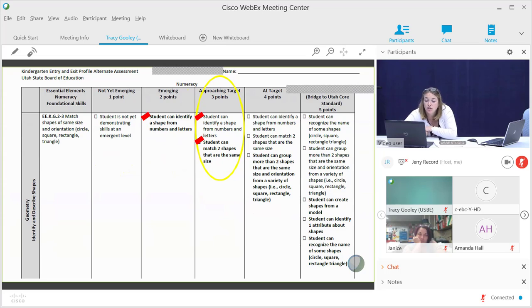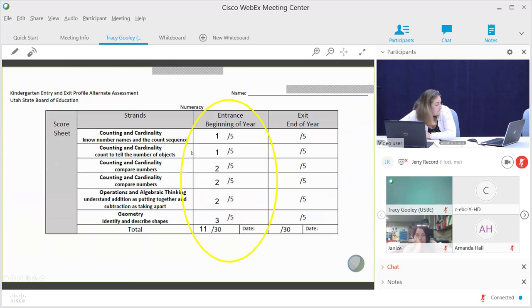So looking at geometry, identifying and describing shapes, the student was able to identify a shape from a number or letter, and they were able to match two shapes that are the same, but the student was not able to group two shapes that were of the same orientation or variety. So that put them back at approaching. And then same thing, at the end you'll have your score sheet where you can add up your numbers.